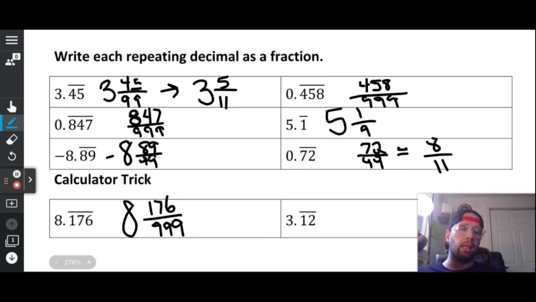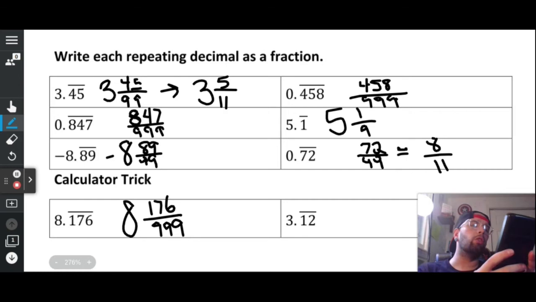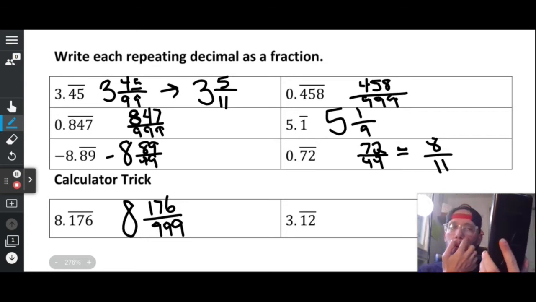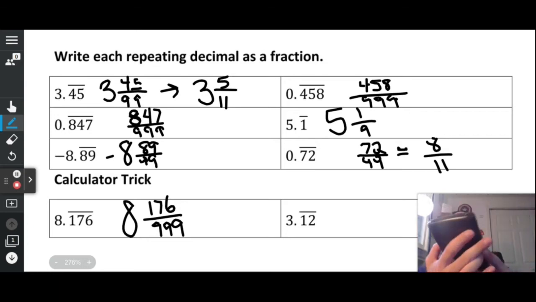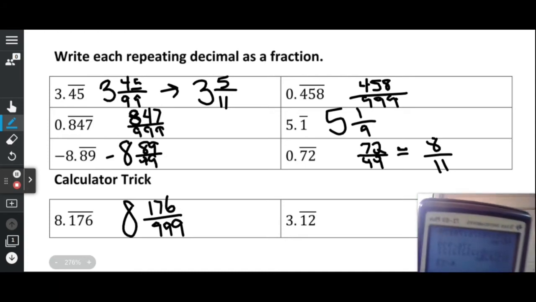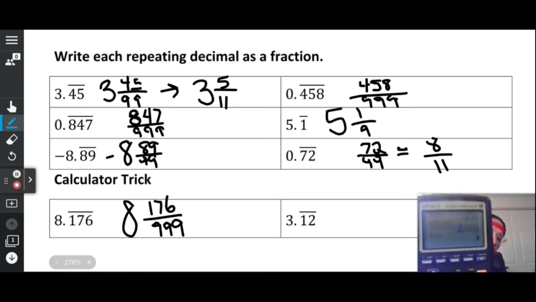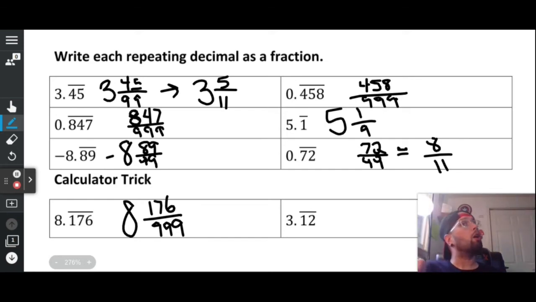Very interesting. Let's do it again with 12. 0.12, 12, 12, 12, 12. That's good. Math. The math button's underneath the alpha button. Frac is the first thing there. Enter. And it gives me 4 over 33. And if you're wondering why, well, 12 over 99 can simplify, and it's going to simplify into 4 over 33. Don't forget the big 3 in front.